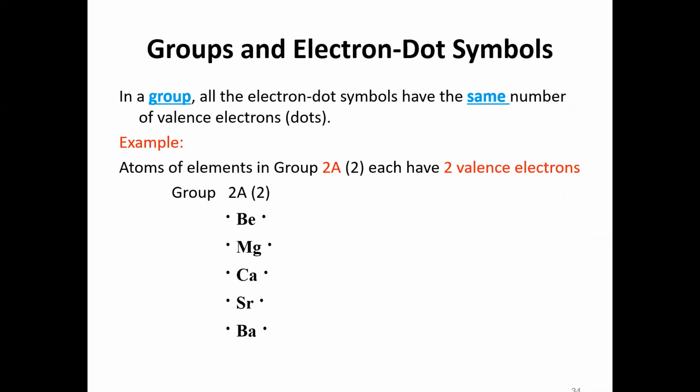And just to show you again, and just to hit this concept home, because this is really the important one, the group number equals the number of valence electrons. So anything in group 2 will have 2 valence electrons. And you will be tested on this concept. So just remember that the group number equals the number of valence electrons.